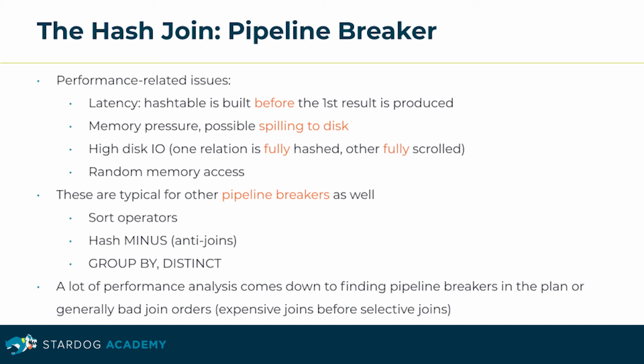So think about the sort operators, hash minus, anti-joins, group by and distinct. And a lot of the performance analysis, whether done by the Stardog support team or customers, comes down to finding the pipeline breakers in the plan, or generally bad join orders, where we're doing an expensive join before a selective join.